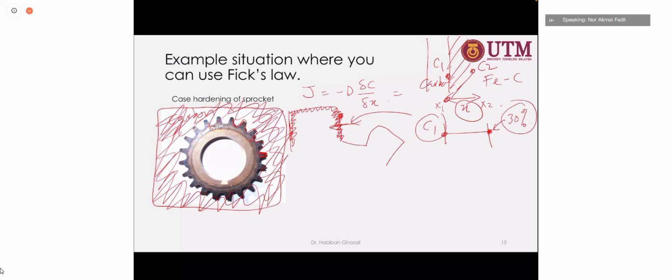Or you want it to have a certain distance. You can put x1 as 0 and x2 as a certain thickness of the hardened region. From here to here is x0, x1. This is x2.